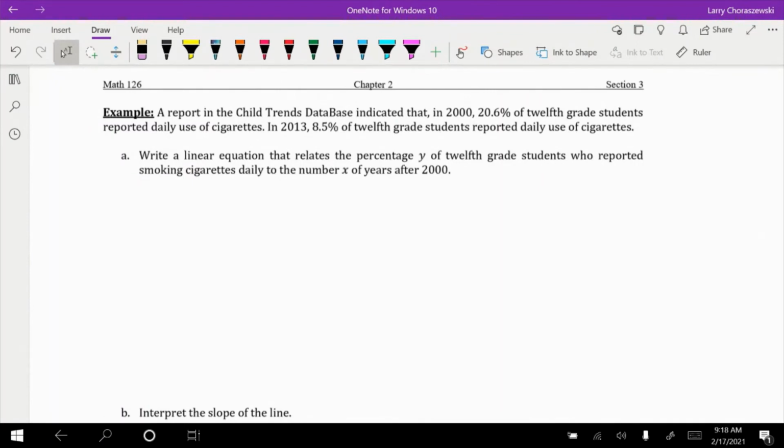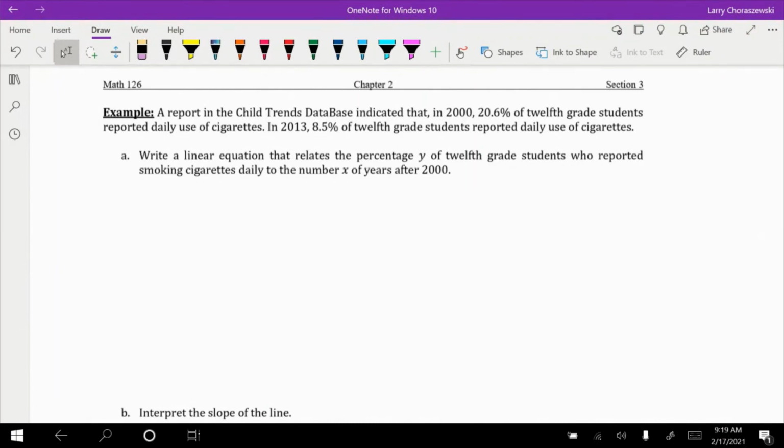The report indicated that in 2000, 20.6% of 12th grade students reported daily use of cigarettes, whereas in 2013, 8.5% of 12th grade students reported daily use of cigarettes. And so just based on that, we can get a sense that the percentages are going down over the years. There could be a variety of reasons for that. My favorite one is, they're vaping nowadays instead of using cigarettes. We're just messing about that.